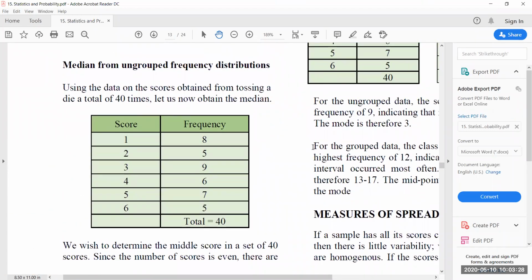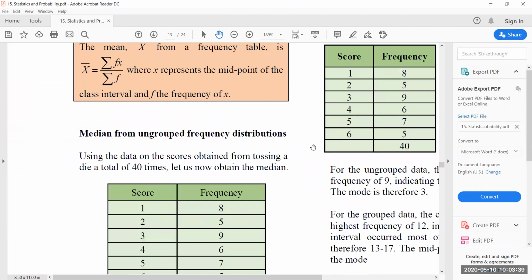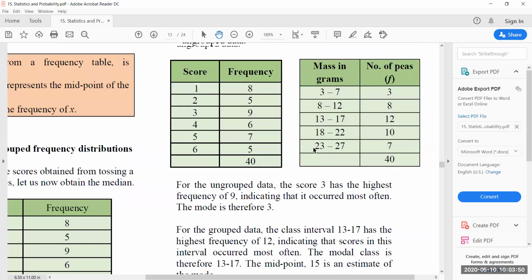Median from ungrouped frequency distributions. So we're going to calculate the median now from an ungrouped frequency distribution. So 1 occurred 8 times, 2 occurred 5 times, 3 occurred 9 times, 4 occurred 6 times, 5 occurred 7 times, and 6 occurred 5 times. So let's write that out now.